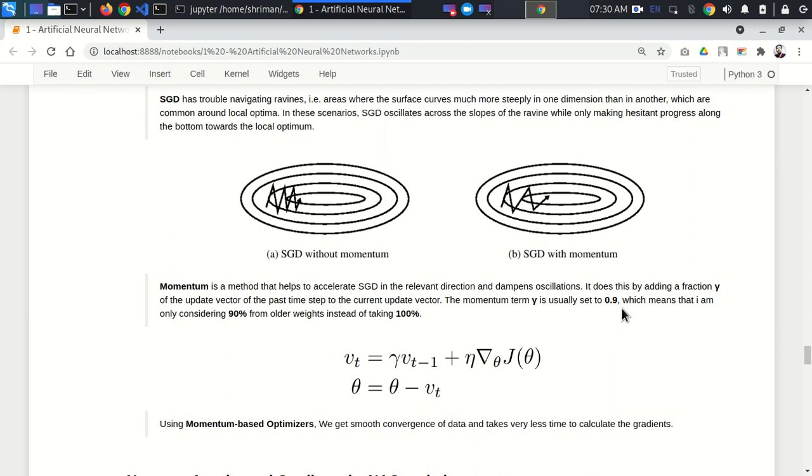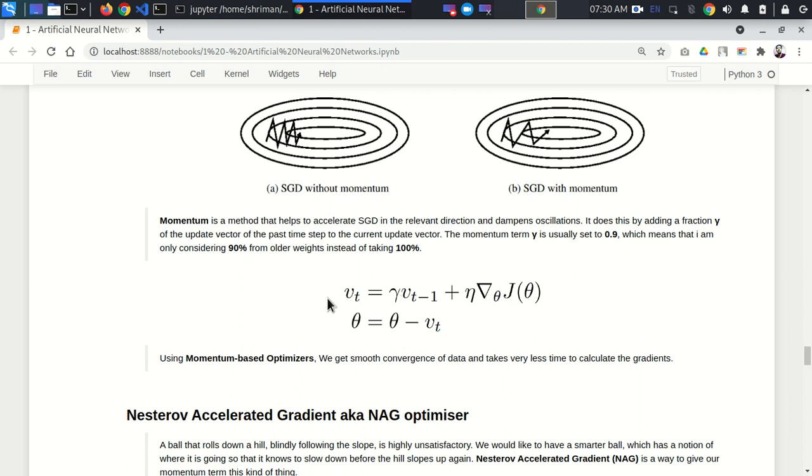In that way, they were trying to add a fraction gamma of the update vector of the past time step to the current update vector. See what they have done, they have just used that particular equation. So theta will be theta minus Vt, right? In our previous optimizers we were doing the same thing: theta will be theta minus eta into something, some changes. That learning rate into that change will be a single term, Vt, and this Vt is defined as this one.